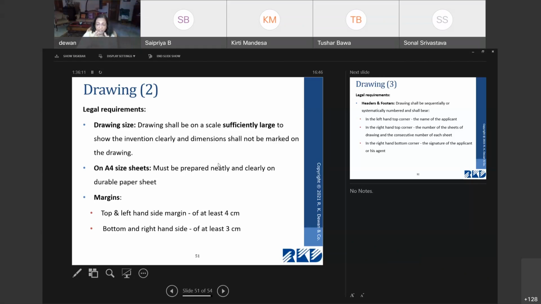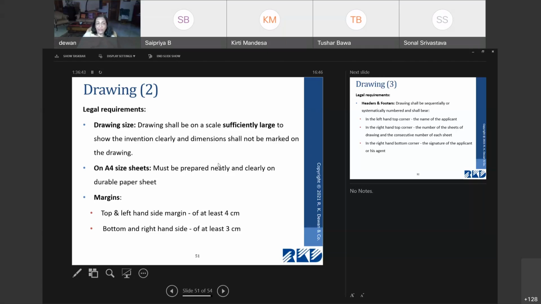It should be sufficiently large to clearly show the invention. Also the lines, sometimes the lines are very thin, and by the time they are scanned and reproduced, and if they go to PCT level, and if they go to foreign filing level, again there is a loss of quality. So right from the beginning, make sure that the drawings are done with bold lines, so that any reproduction is very clearly visible.